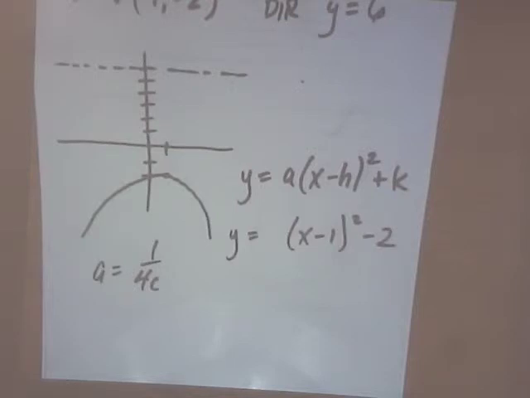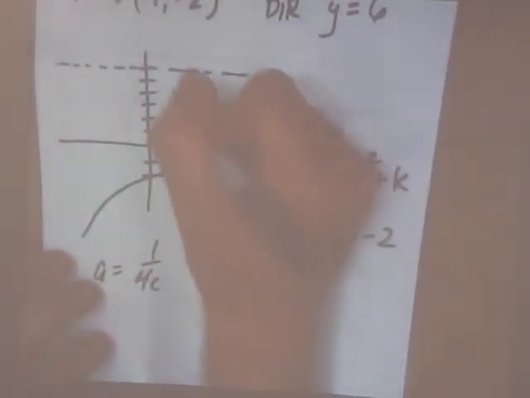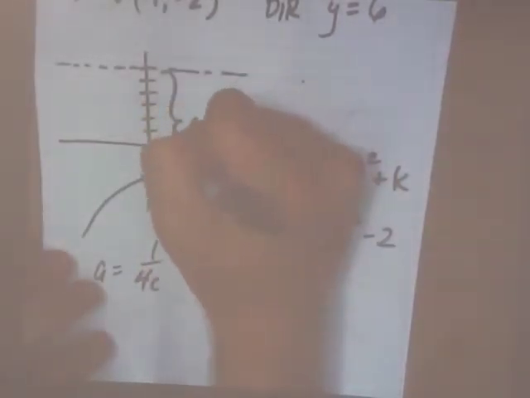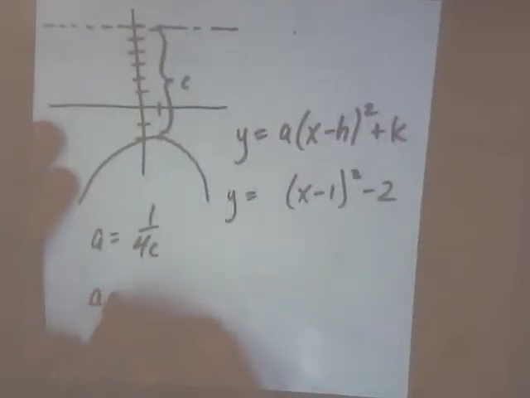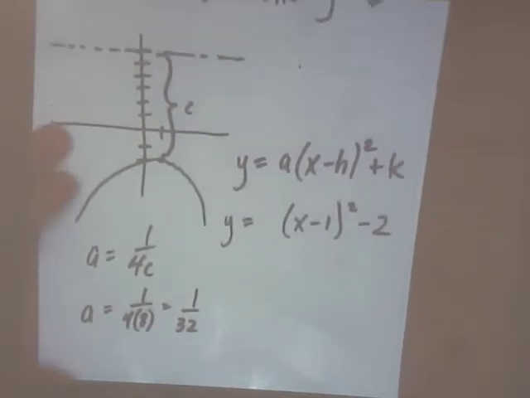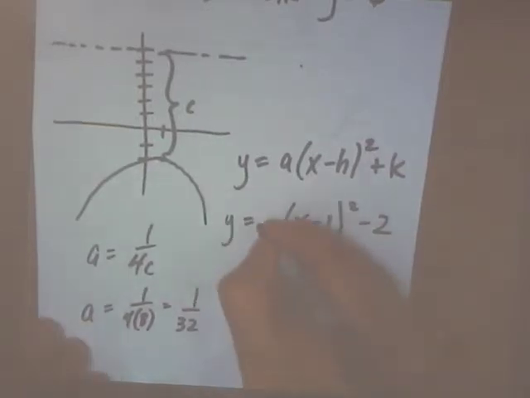What does the C represent? The distance between the vertex and the directrix. What's that distance? 8. 6 and 2? Yeah. So we know A is equal to 1 over 4 times 8, or 1 over 32. What also do I know about the value of my A? It's opening down. It's got to be negative, right?